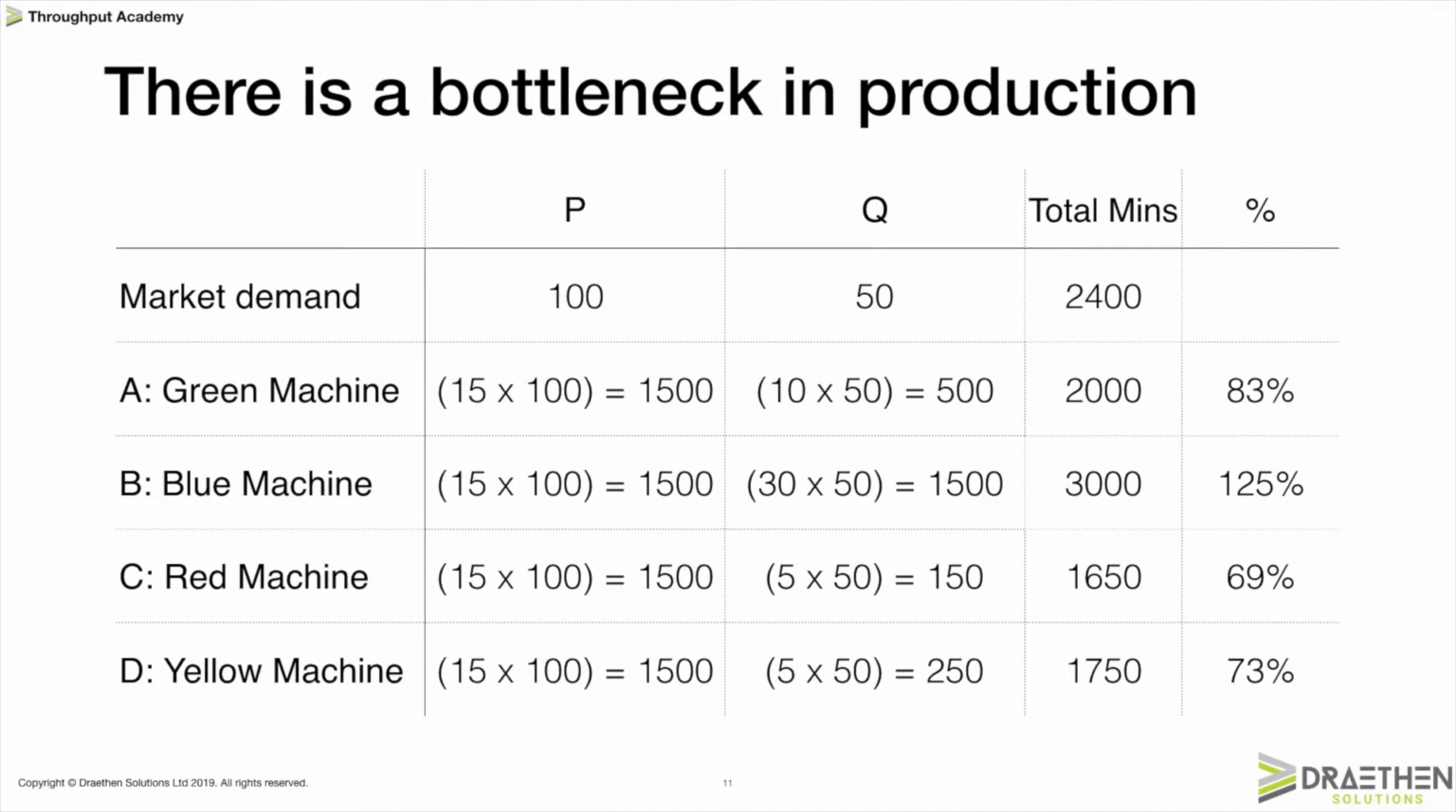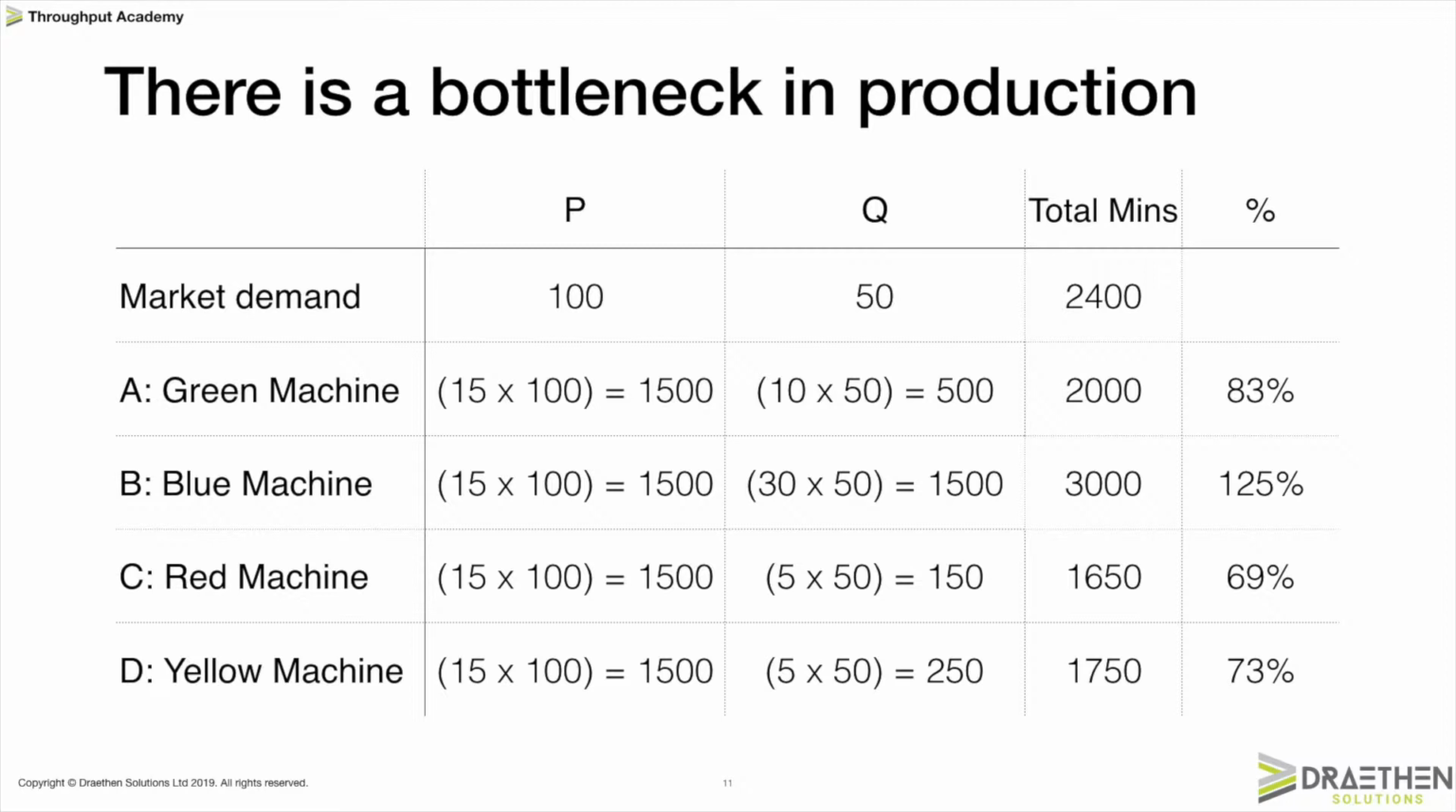In the table, you can see the time required to manufacture the different products on each machine or work center. If you look at the left-hand column, you can see the green, blue, red and yellow machines, and at the top of the table you can see the products P and Q. We know the market demand for product P is 100 units and 50 units for product Q, and we can calculate the load that this places on each of the work centers by multiplying the processing time per unit by the number of units required by the customers. So if we look along the green machines row, we can see that each unit of product P requires 15 minutes of processing time per unit.